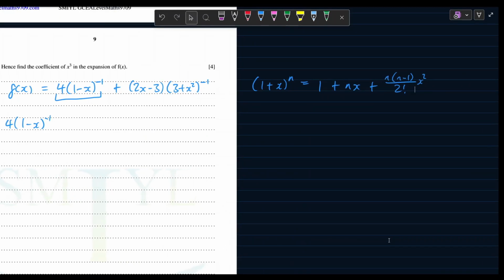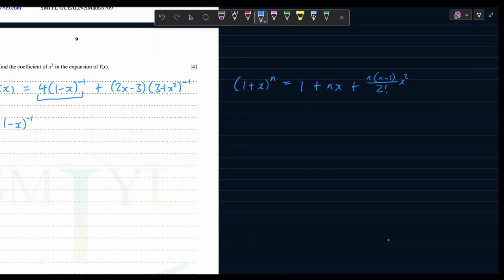And we are interested in the term in x cubed. So this next part is what's of interest to us. n minus 1, n minus 2, and this is over 3 factorial multiplied by x cubed. So since we want the term in x cubed, we should focus only on this part. There's no need to expand everything else. They have not asked us to expand everything else.